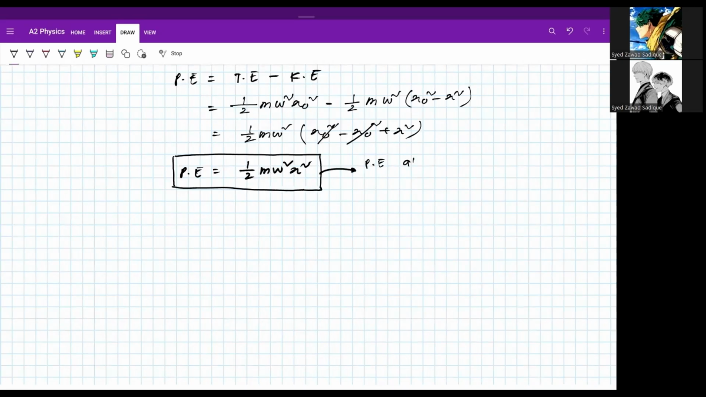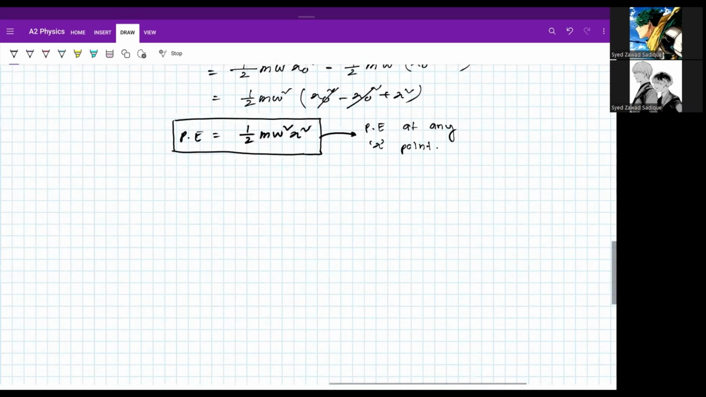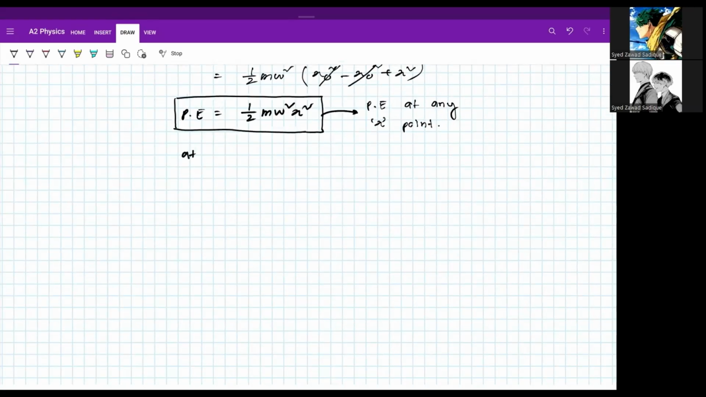PE at any x point. At x equals x naught, at x equal to amplitude, PE is max. PE max is therefore equal to half m omega square x naught square, which is also equal to the formula of the total energy. So that's that.